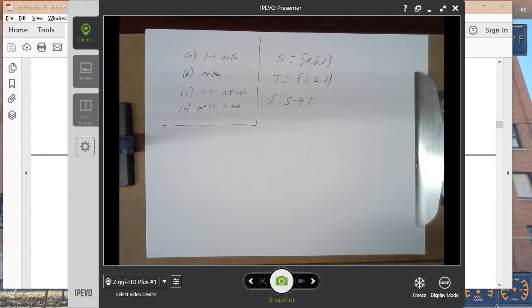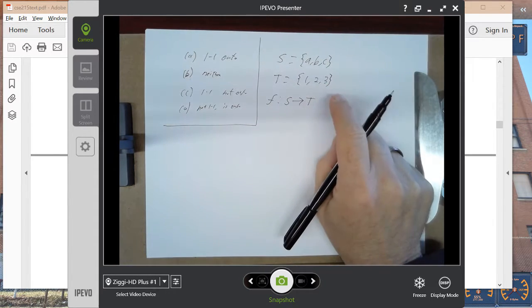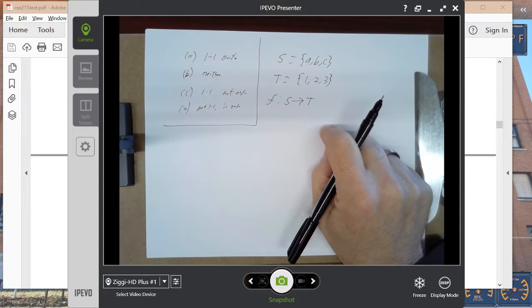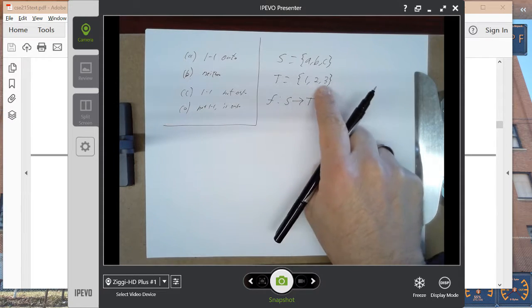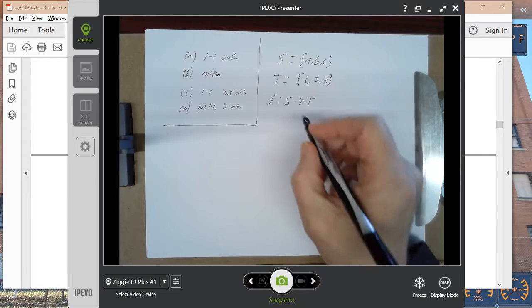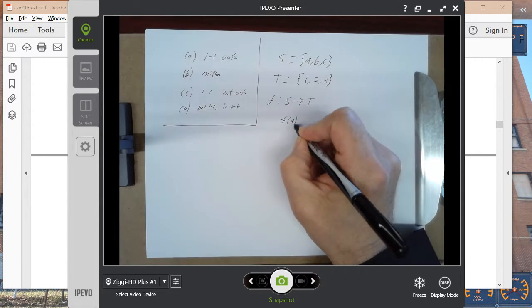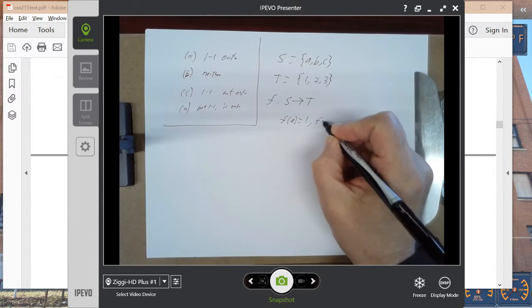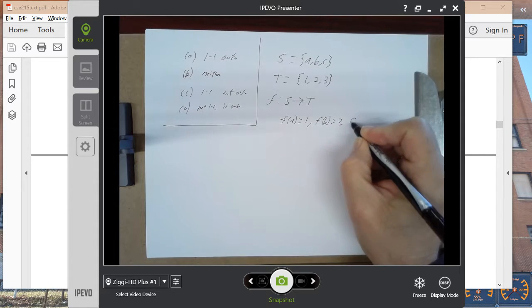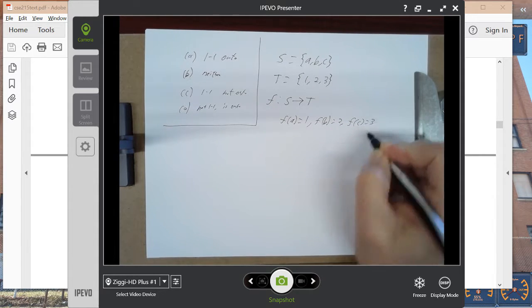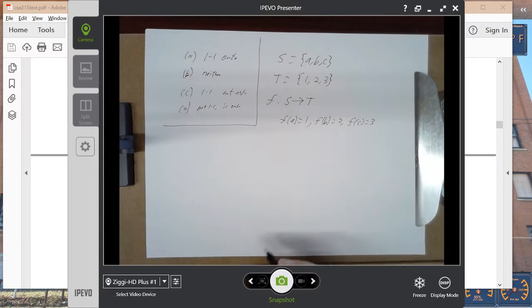So what does it mean to say that f is injective, 1-to-1? Maps to 1. So different things in S have to map to different things in T. Onto says that everything in T gets mapped to. So for example, f of A equals 1, f of B equals 2, f of C equals 3. That's both injective and surjective, right? So that's 1-to-1 and onto. So that would be an example there.